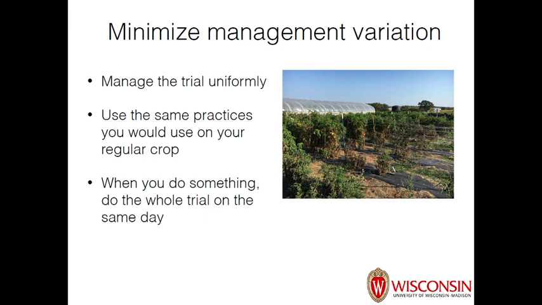Things like replication help you measure and take out some of that environmental variation, but replication can only do so much. And trying to get the field uniform and really put all the varieties on a level playing field is probably the most important thing you can do to get good information out of your trial.